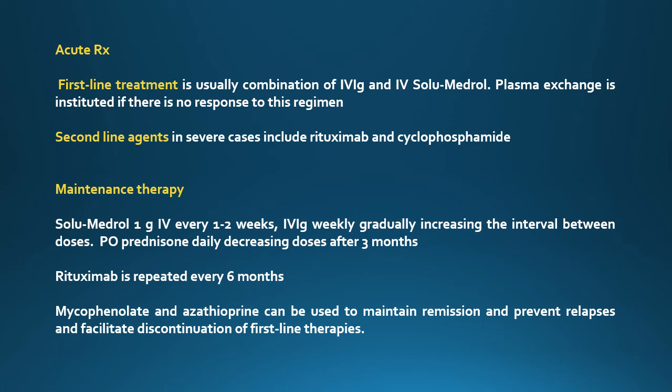Maintenance therapy. Solu-Medrol 1 gram every 1 to 2 weeks. IVIG weekly, gradually increasing the interval between doses. Or oral prednisone daily, decreasing doses after 3 months. Rituximab is repeated every 6 months. Mycophenolate and azathioprine can be used to maintain remission and prevent relapses and facilitate discontinuation of first-line therapies.